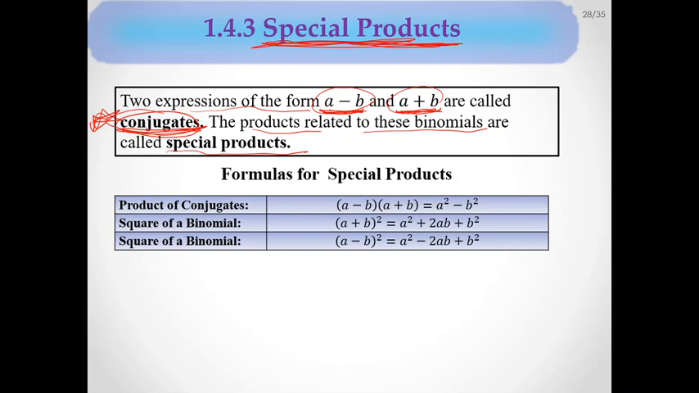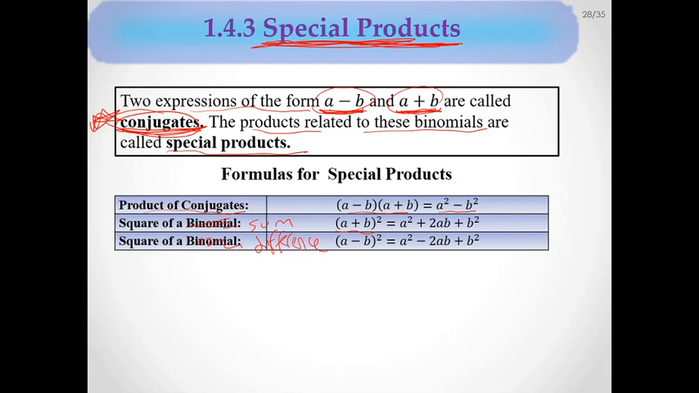Now, the product of conjugates, if this is the case, then it's automatically a squared minus b squared. And the square of a sum of a binomial, it's a plus b squared is equal to a squared plus 2ab plus b squared. And the square of a difference, it will be a squared minus 2ab plus b squared.